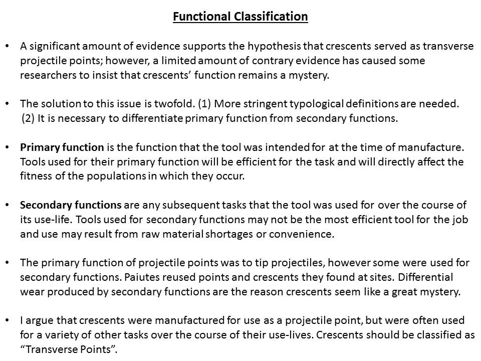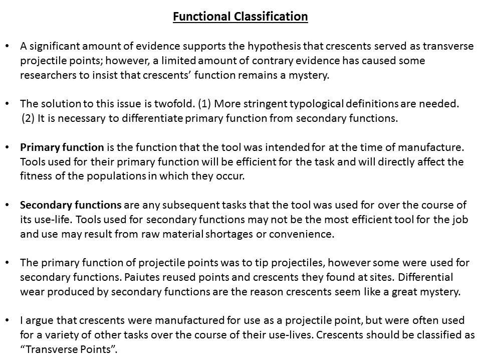Secondly, it's necessary to differentiate primary function from secondary function. I'm defining primary function as the function that the tool was intended for at the time of manufacture. So tools used for the primary function will be efficient for the task at hand and directly affect the fitness of the populations in which they occur. Compared to that, secondary functions are any subsequent task the tool is used for over the course of its use life. Tools used for secondary functions may not be the most efficient tool for the job, and their use may result from raw material shortages or convenience.